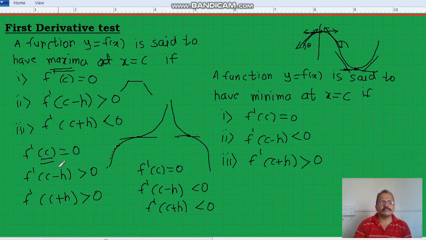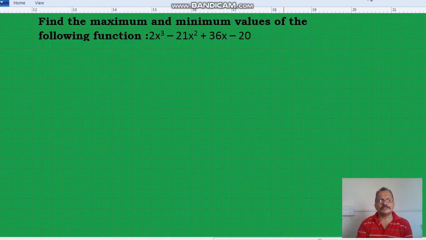We cannot find such a point of inflection using the second derivative test, but using the first derivative test, these points of inflection can also be found out. Let us solve this problem.